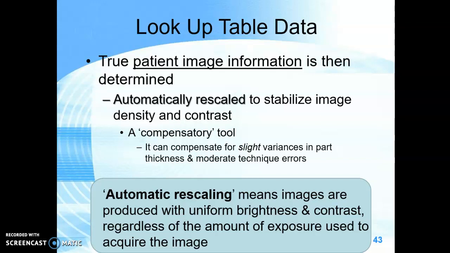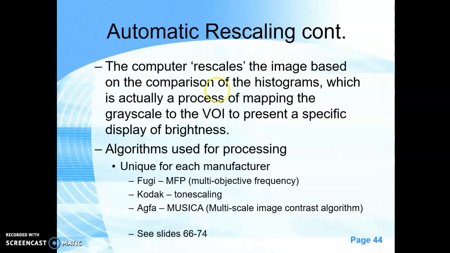So automatic rescaling means images are produced with uniform, consistent brightness and contrast, regardless of the amount of exposure used to acquire the image. This can be dangerous because we can then rely on the computer too much to fix our images. So the computer rescales the image based on the comparison of the histograms, which is actually a process of mapping the grayscale to the volume of interest to present a specific display of brightness.